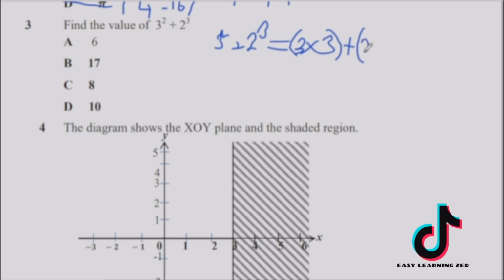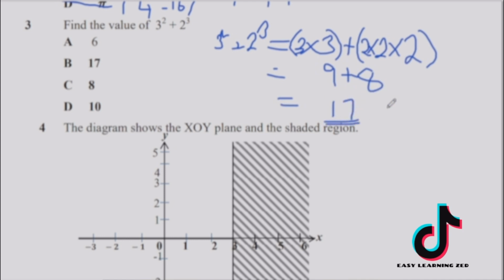Okay, then we say 2 times 2 times 2, since it is raised to the power of 3, we multiply 2 by itself 3 times. Once we have done that, we can go ahead and evaluate this. 3 by 3 will give us 9, plus 2 by 2, 4, 4 by 2, 8. Then we say equal to 9 plus 8, which will give me 17, and that is the correct answer, 17, which is on B.